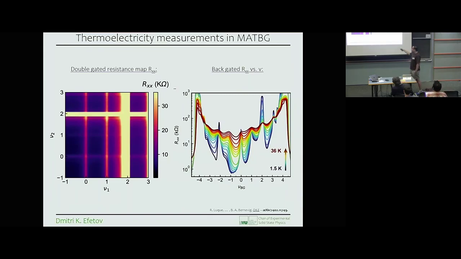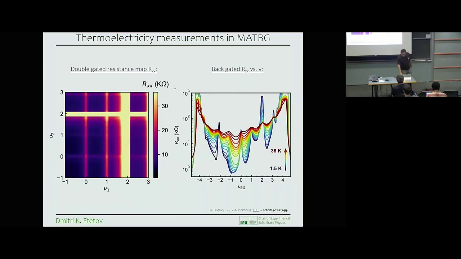And again, all of these states that you can see here as lines, those are the correlated insulator states that we also see in transport experiments, right? So here, filling factor 2 is the strongest insulator that we have, which you can see very clearly.